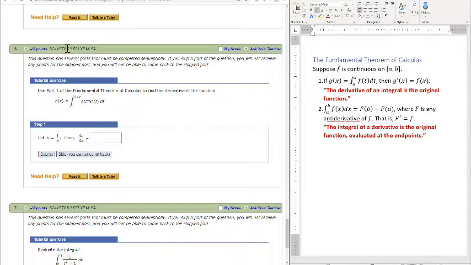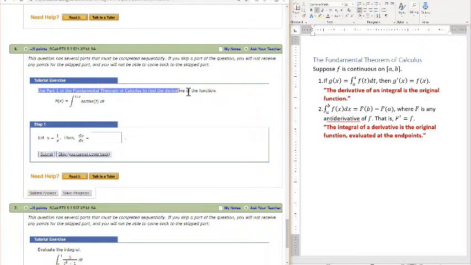This is a lab assignment from section 5.3. It says to use part 1 of the fundamental theorem of calculus to find the derivative of this function. This is an h function, a function of x, and your function is defined by a definite integral where x is in the upper limit. We have the arctan of t evaluated from 1 to 1 over x.